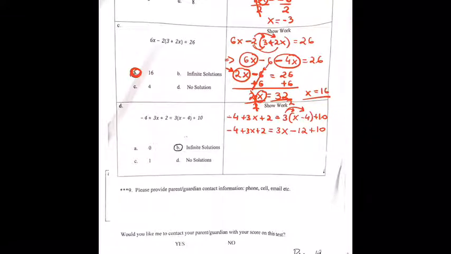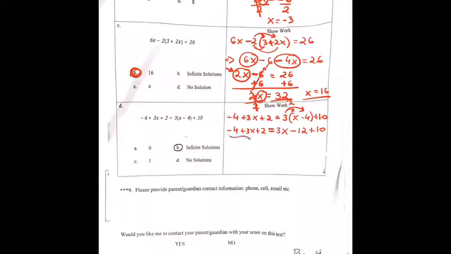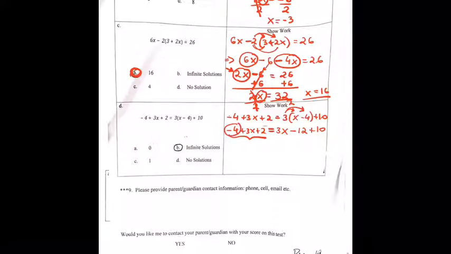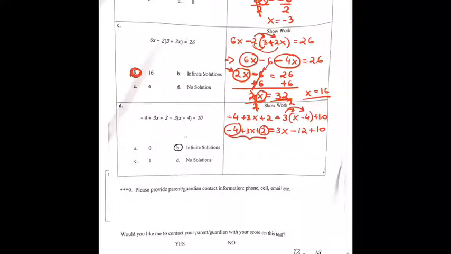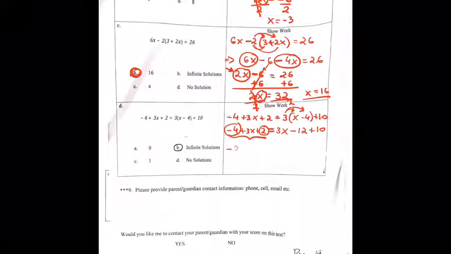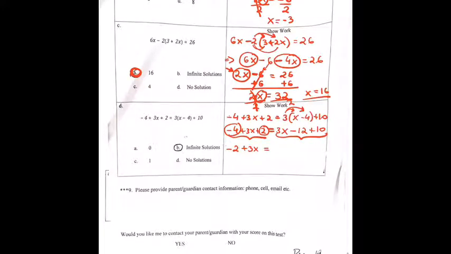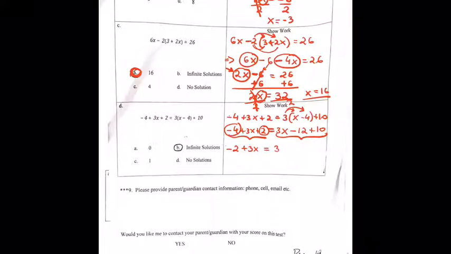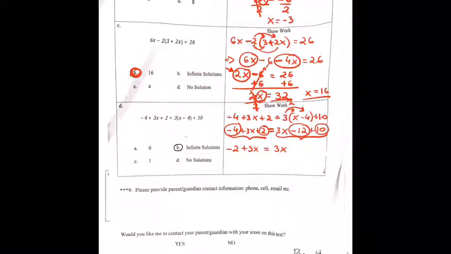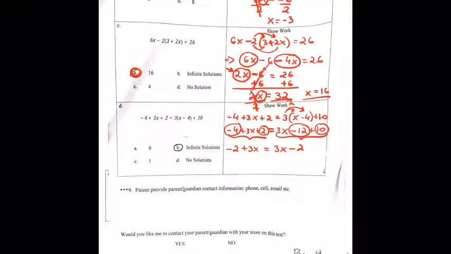After I've gotten rid of parentheses, next thing I need to do is combine like terms. Looking on the left side of your equal sign, I notice I have 2 constants I can combine. Negative 4 plus 2, which gives me negative 2. I still have that plus 3x equals. Now looking on the right side of your equal sign, I have 3x, and I notice the 2 constants I can combine. Negative 12 plus 10 gives me minus 2.